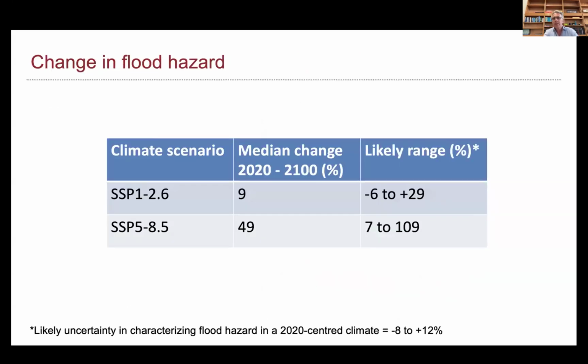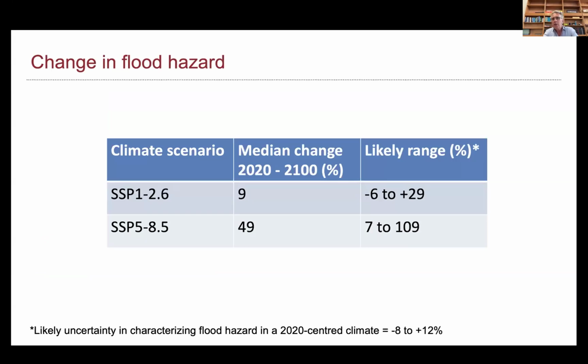But to summarize, SSP1, if we hit the Paris Agreement targets, median change by end century is about 10%. That's within our uncertainty in characterizing that in the current climate. And I think we'd say that 10% we could probably, hopefully, as a planet, engineer our way through. Increases of 50% by end of century is much more problematic. And that starts to ask some very serious questions about flood adaptation.